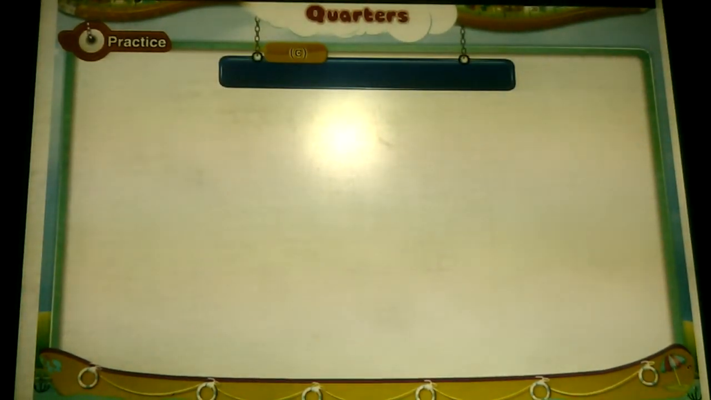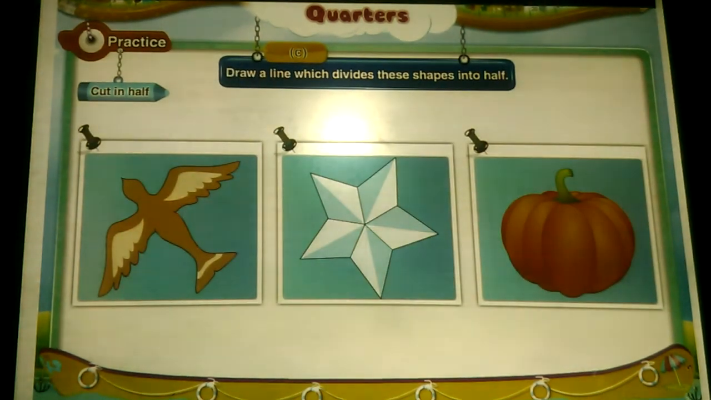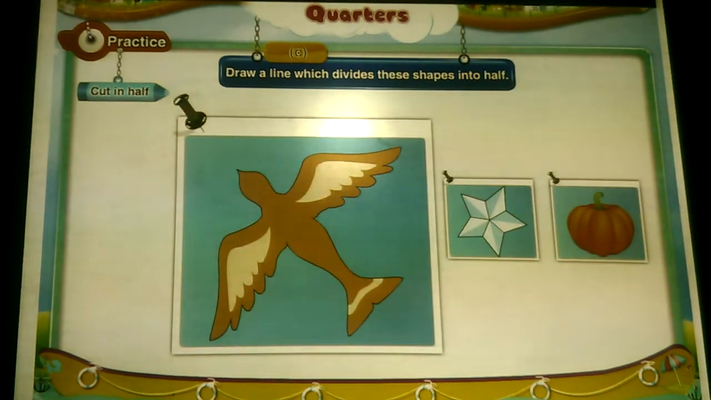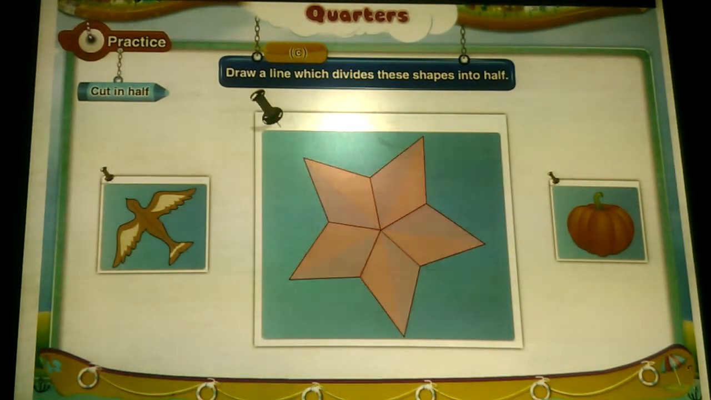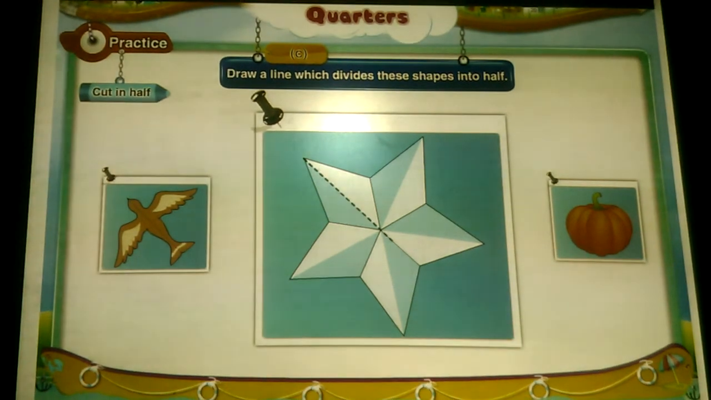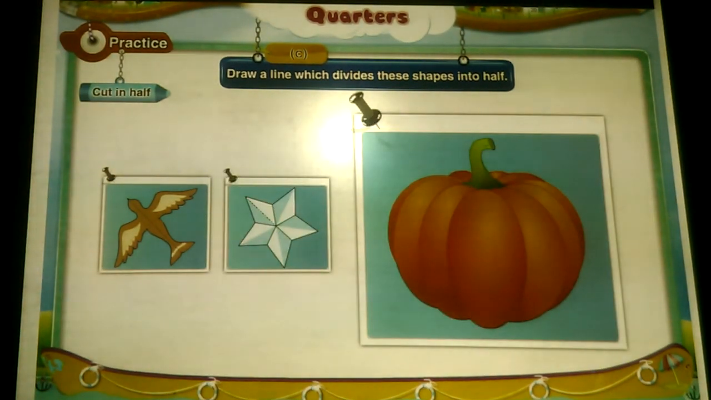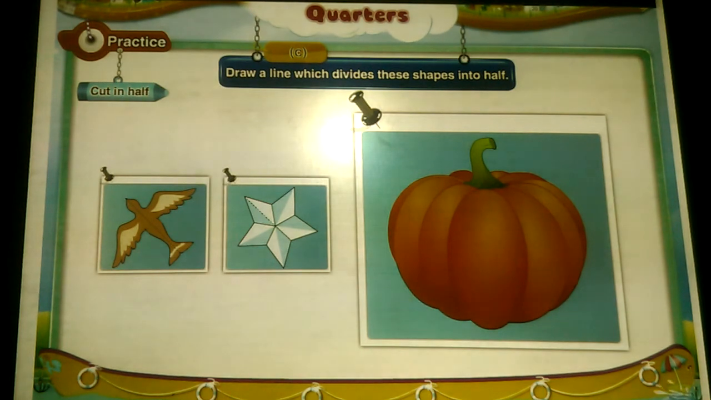C. Cut in half. Draw a line which divides these shapes into half. 1. The first shape is that of a bird. To divide it into half, start from its beak and draw a slant line till its tail like this. 2. The second shape can be divided into half like this. 3. Pumpkin. To divide the pumpkin into half, draw a vertical line like this.